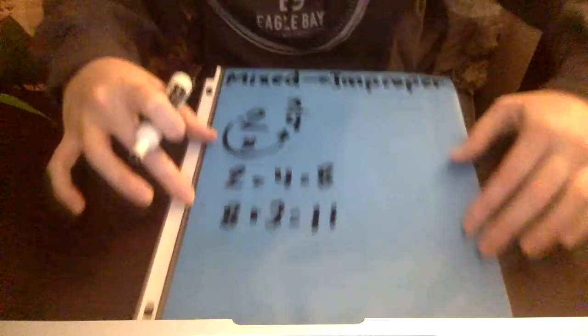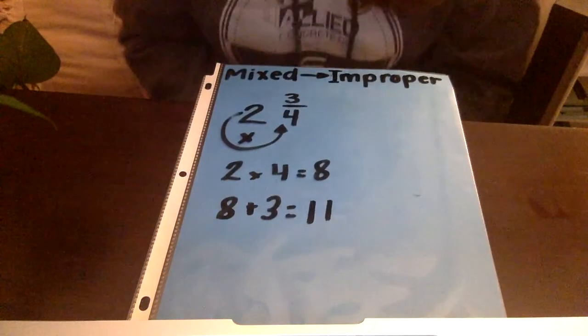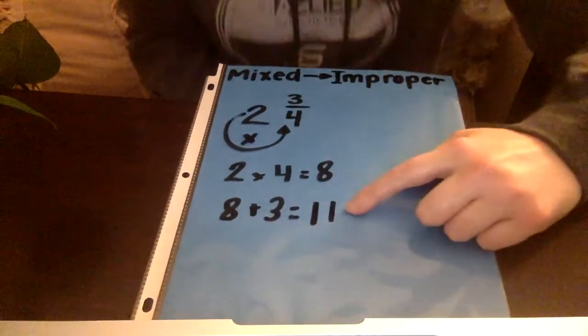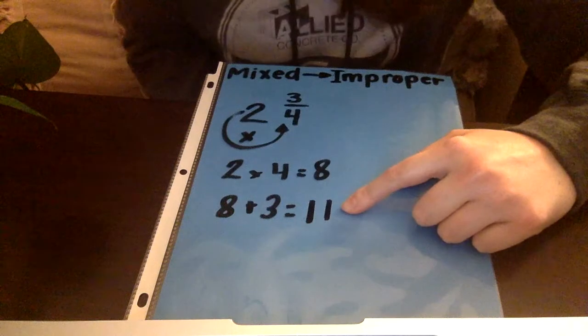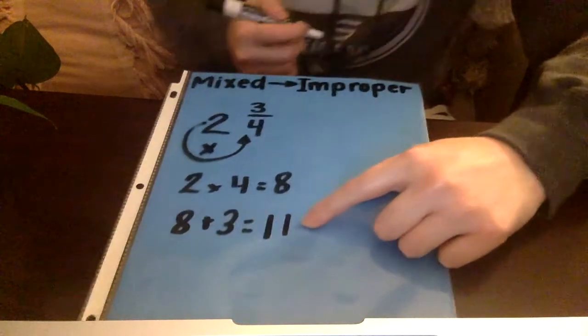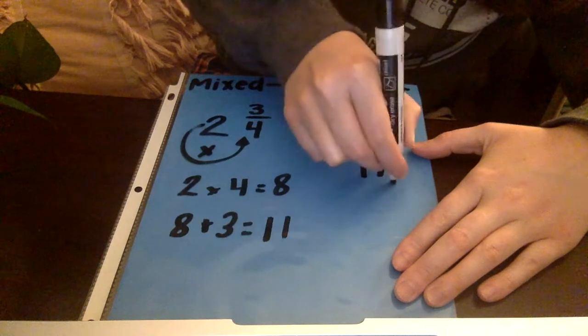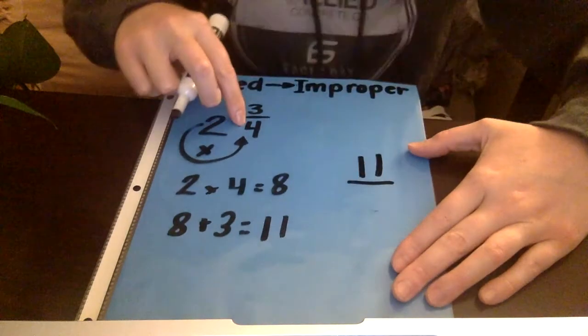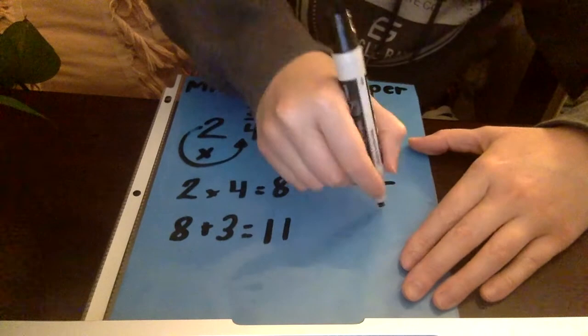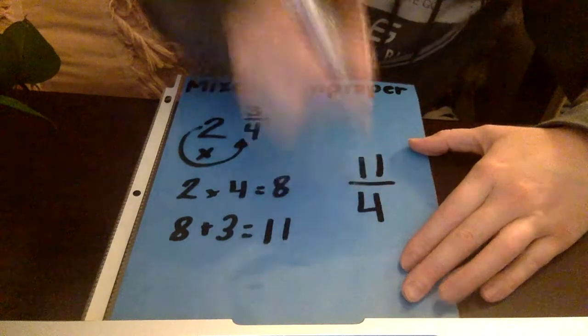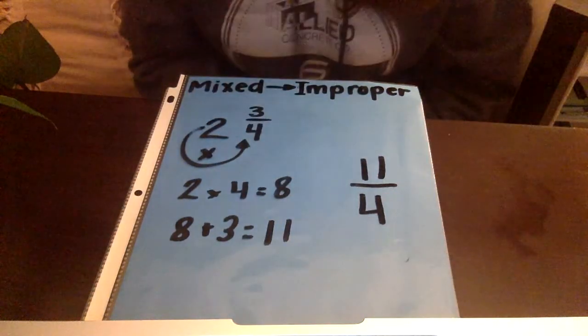And now all I have to do is put it back together to get my improper fraction. What I've done is create the new numerator for my improper fraction. So I'm going to set it up to the side. My new numerator is 11. I'm going to keep the exact same denominator that I already had. And I've created my improper fraction.